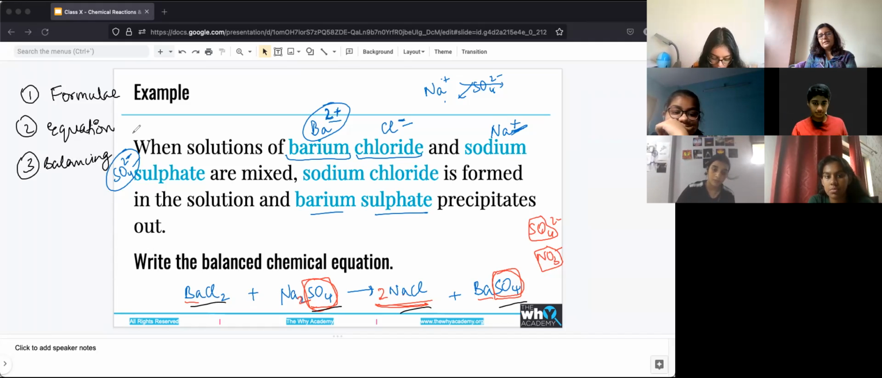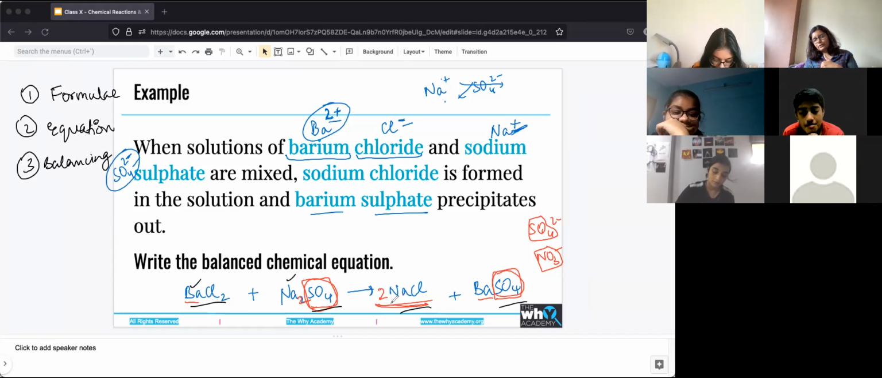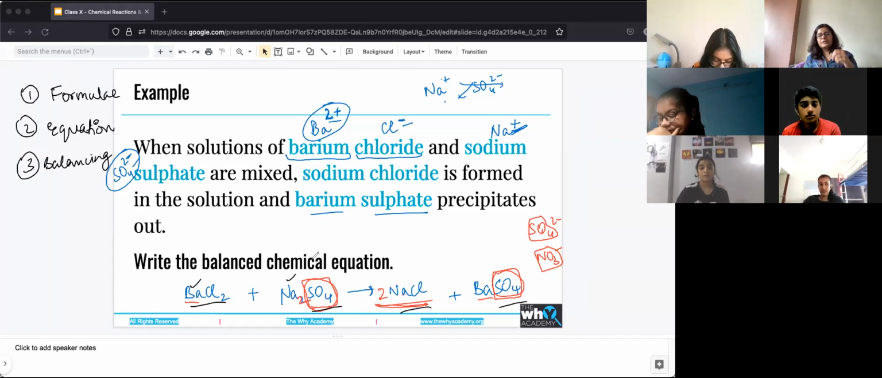For balancing, you start from one element, either start with barium or sodium, anything will work. See if they are equal or not. If equal, go to the next element. One after another, you just have to do it. That's it. No confusion.